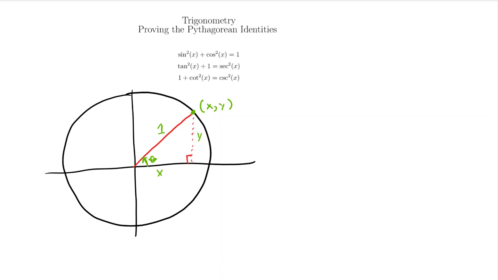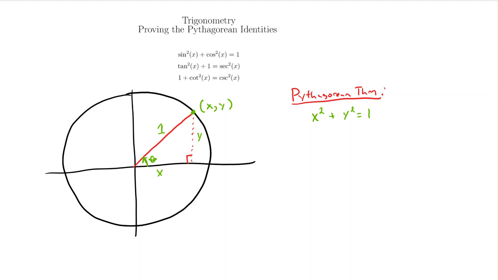So here are the two key pieces of information I have. The Pythagorean Theorem tells me that x squared plus y squared is equal to 1 squared. So the sum of the squares of my legs in my right triangle is equal to the square of the hypotenuse. And since the hypotenuse is 1 here, I can just make that be a 1. So here's what the Pythagorean Theorem tells us.